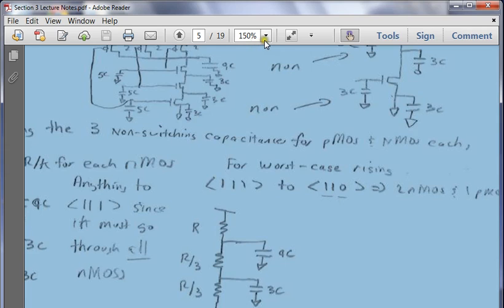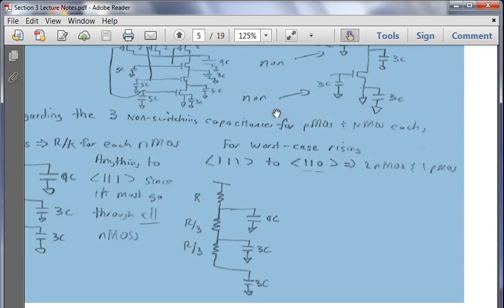So I'm going to zoom out just a little further. So this is the worst case circuit for switching, for rising, because it's going to go from 0 to 1. These are all 1s except one case where it's 0. And worst case for falling is when all 3 NMOS resistors have to be activated.